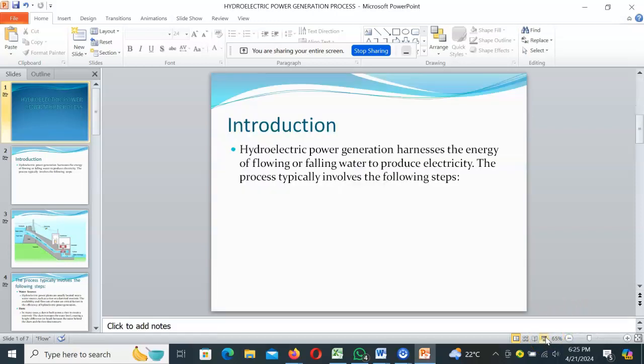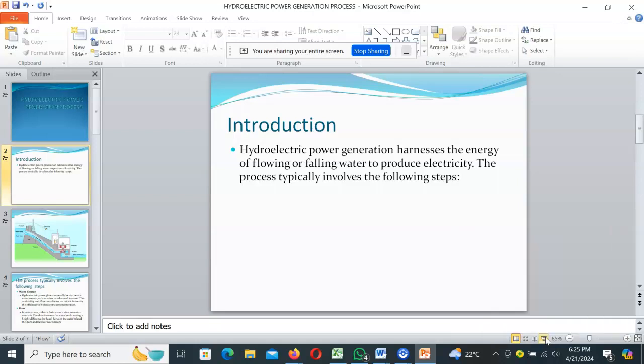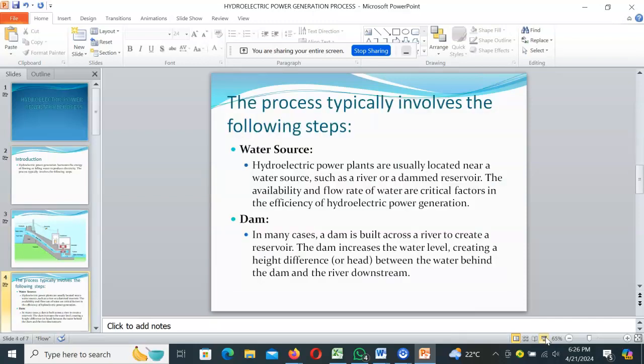So in our next slide, we have an introduction that we've written over there. That is, hydroelectric power generation harnesses the energy of flowing or falling water to produce electricity. The process has various steps. Now, Gideon Kemboy, would you kindly read us the steps that we follow? If you can see the screen.